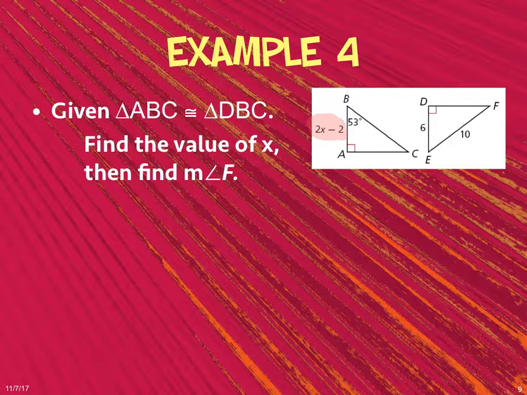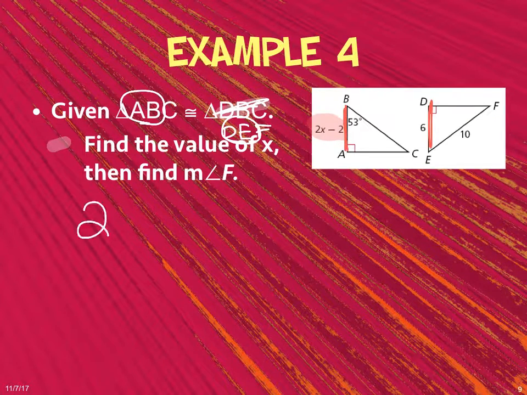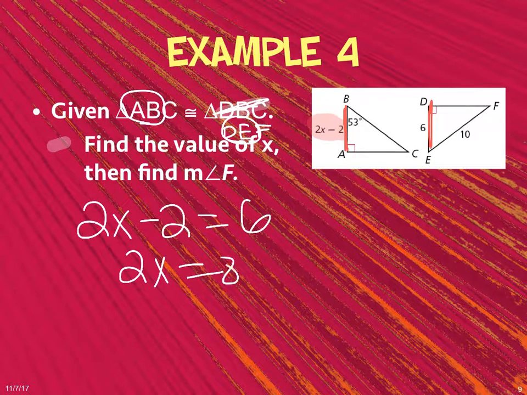DE, and oh, that should be an E. I didn't change it there. Sorry, make sure you make that correction. That should be DEF. So the AB would match the DE, which means that this side would match this side, or 2x minus 2 would equal 6. 2x would equal 8, and x would equal 4. Now I've got the x.